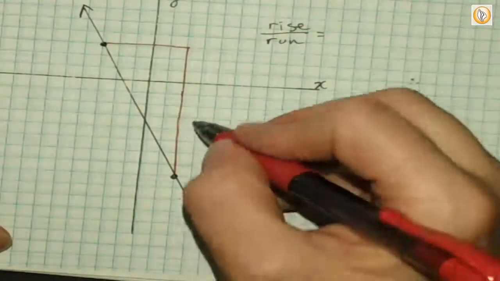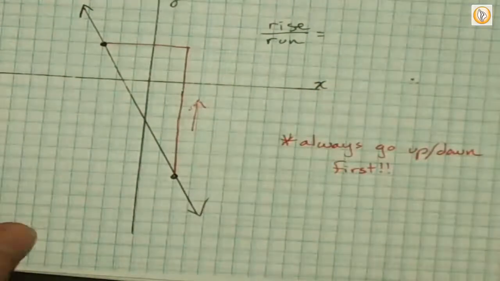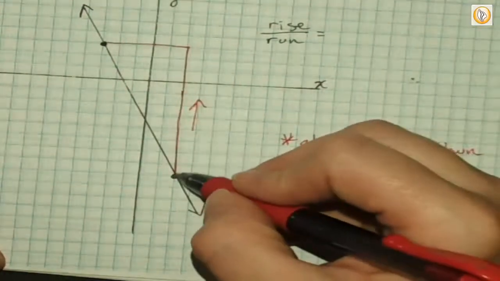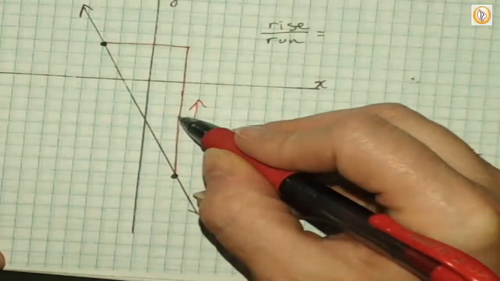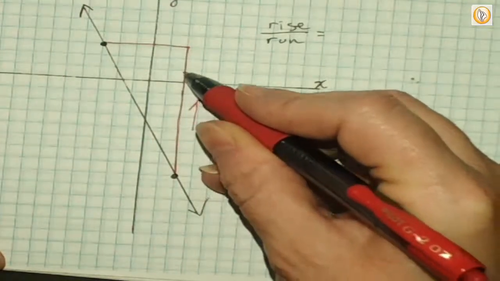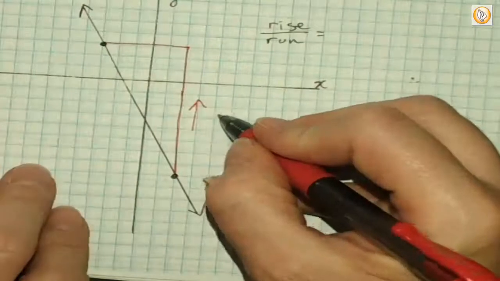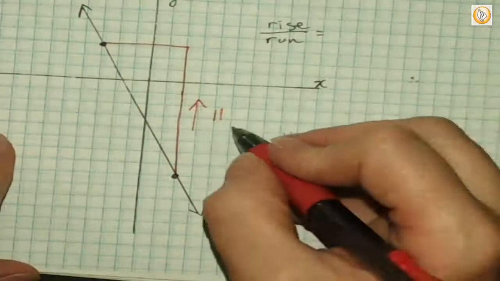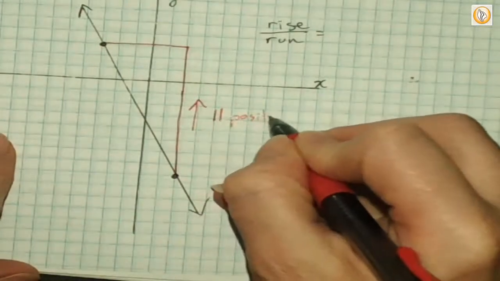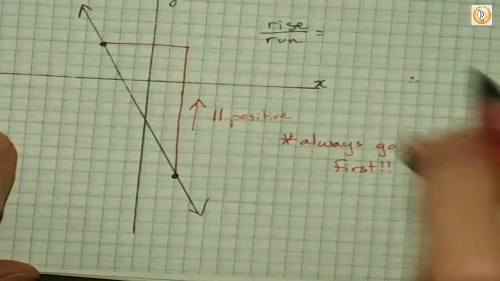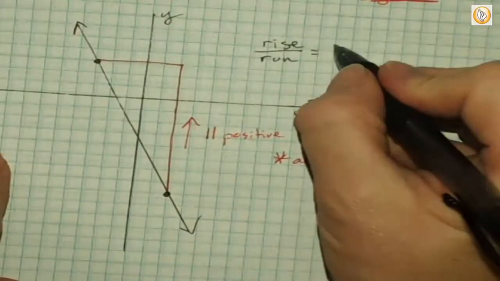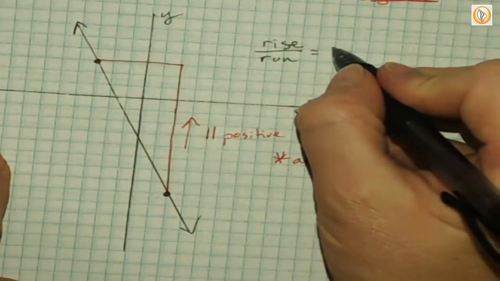How many places did I go up? Raise your hand. Whit? 1, 2, 3, 4, 5, 6, 7, 8, 9, 10, 11. So I went up 11. Is that positive or negative? Positive, because I went up. Good. So then my rise is what? Anyone? 11.